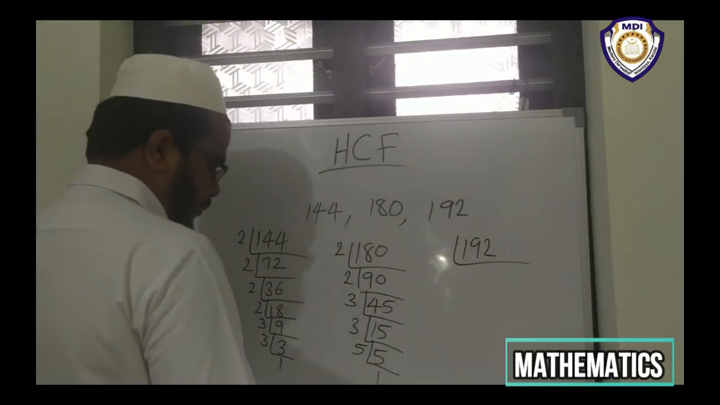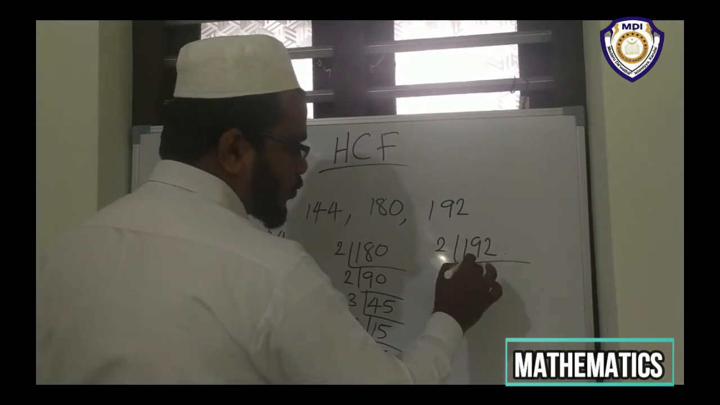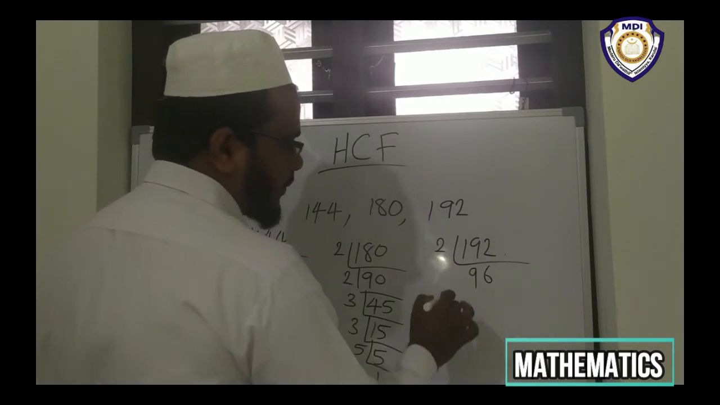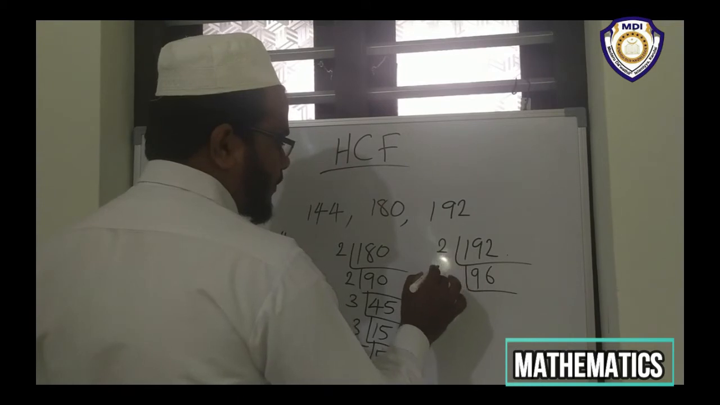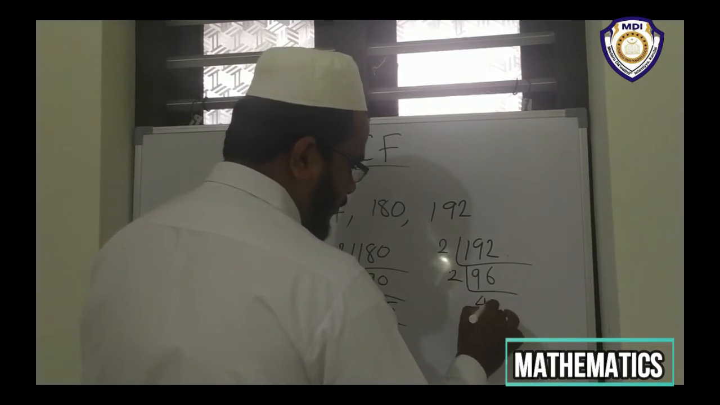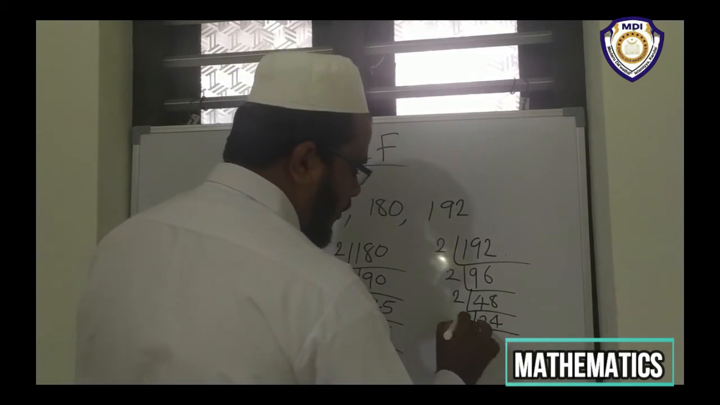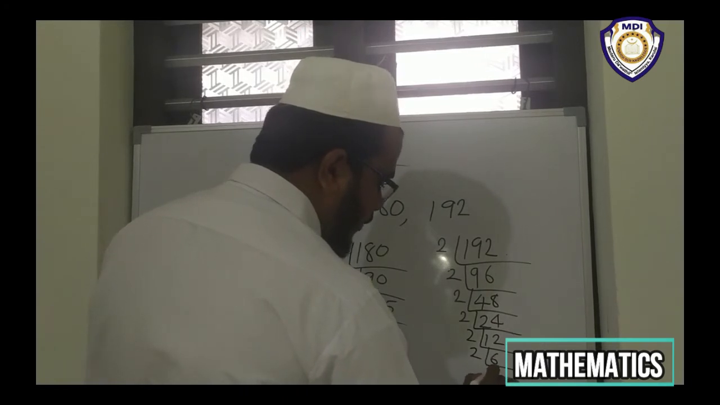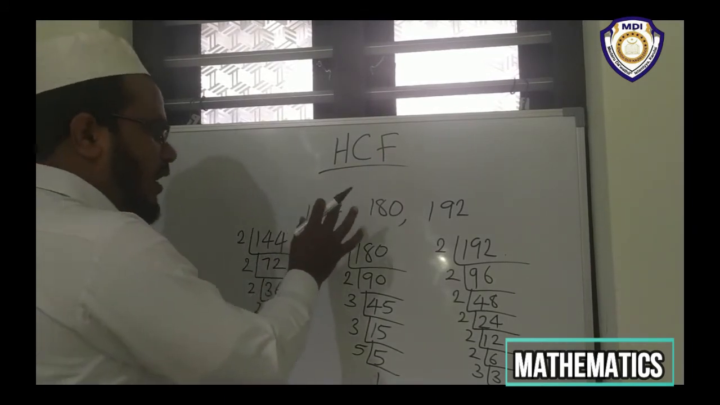Next, 192. 192 divided by 2, then 96, then 48. 48 divided by 2 is 24, then 2, 12, then 2, 6, then 2, 3. Then 3. Please listen here.